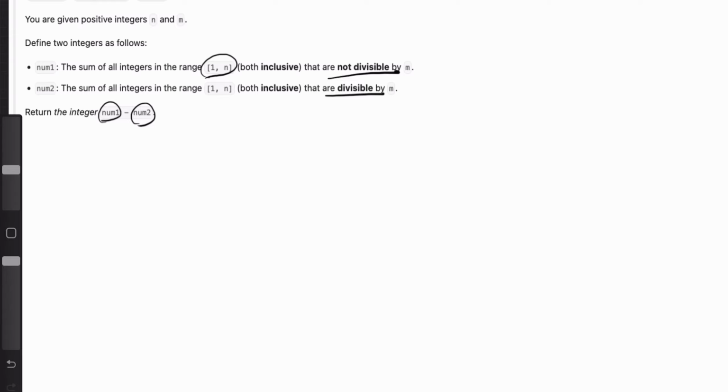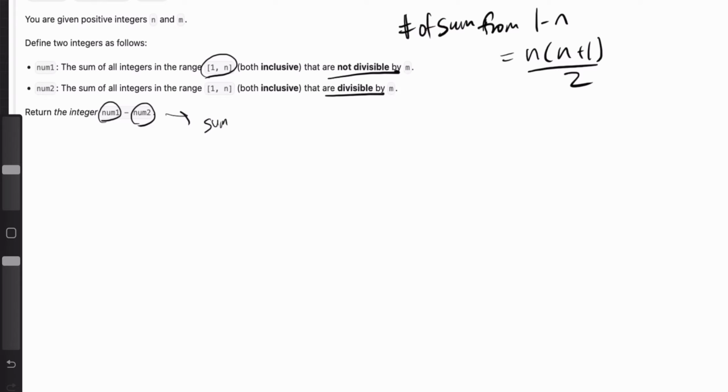It's using math, because the moment I see patterns and the moment I see "divisible by", inclusive, the sum of all integers 1 through n, that's probably going to lead me to this equation, where the sum from 1 to n is going to be equal to n times n plus 1 over 2, right? We're going to be using that later. In the end, num1 and num2 are really bad variable names. So let's say the sum of the numbers divisible minus the sum of the numbers not divisible, right?